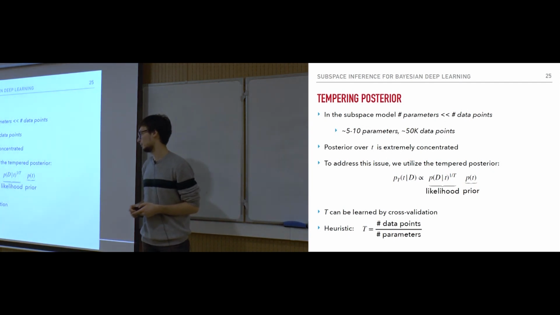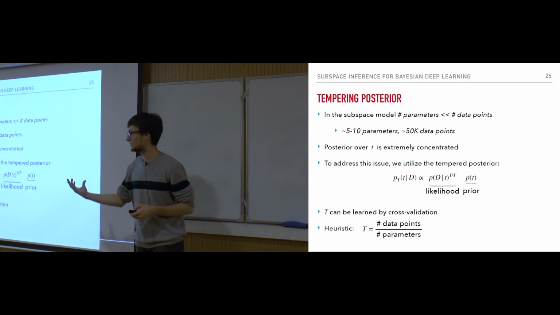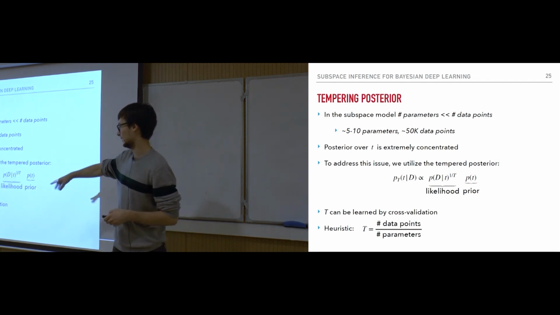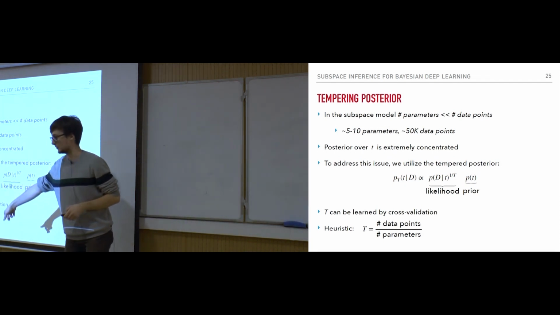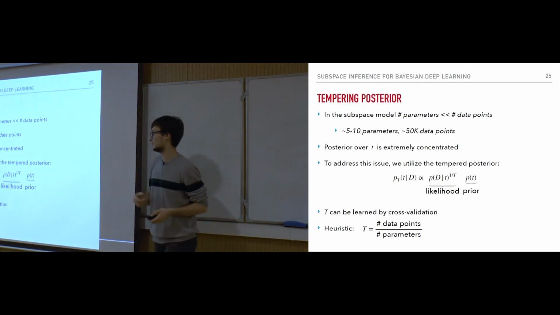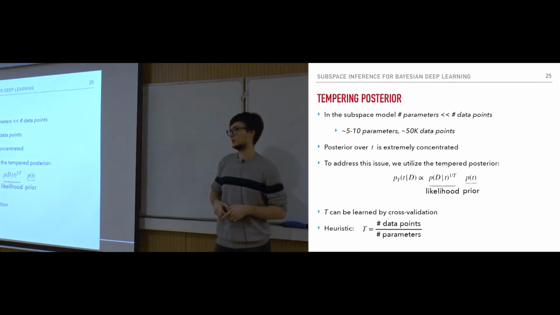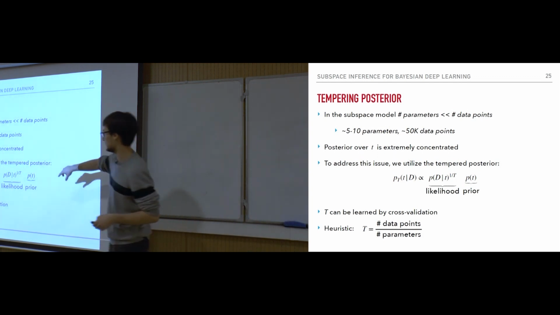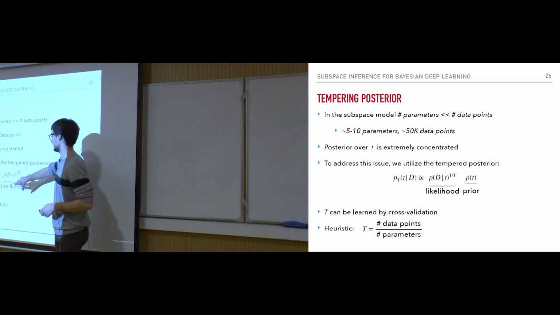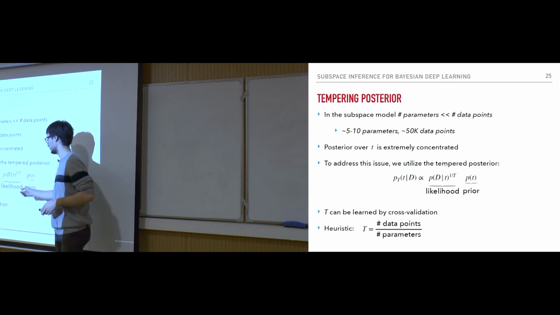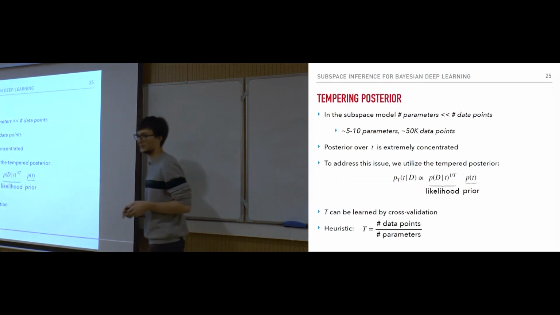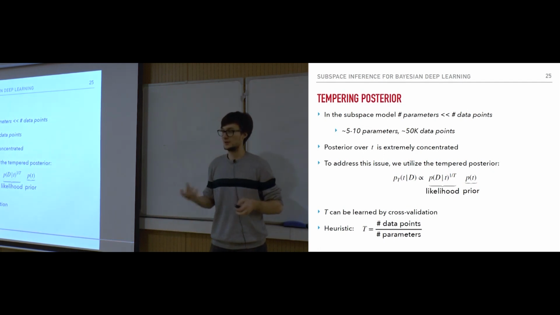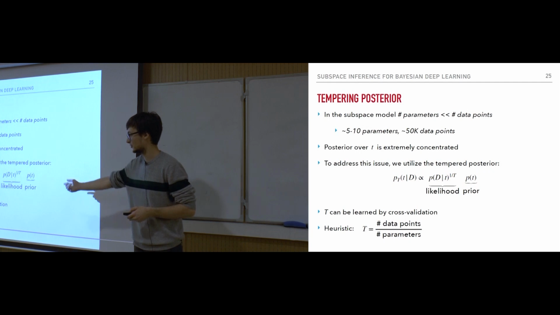A reasonable heuristic to start cross-validation with is setting the temperature to the number of data points over the number of parameters. Number of parameters in the initial neural net? No, in this subspace. So this would mean that the contributions of likelihood and prior are the same as if we had the same number of data points as parameters. That's the idea for that heuristic.